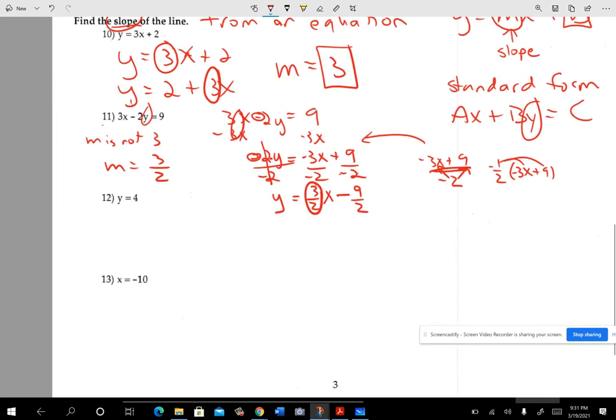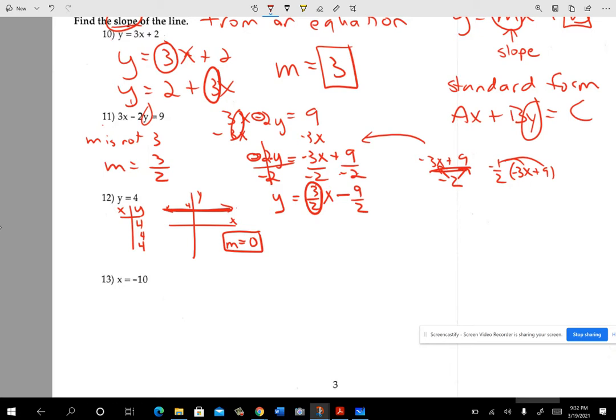Okay. And then how I want you to think about 12 and 13 is I want you to visualize them. All right, when you're looking at y equal 4, that's just telling you all the y's are 4. All the y's are 4. So that means no matter what, you're going to be up at 4 right here. You're always going to be somewhere on that line. And can't you walk on that? There's no effort. So the slope of that line would be 0.